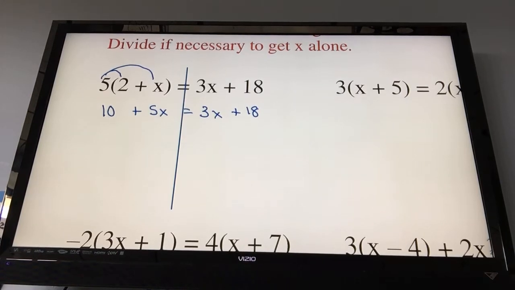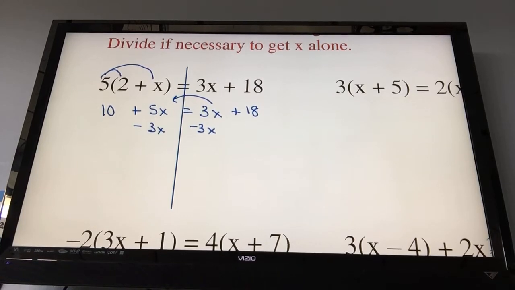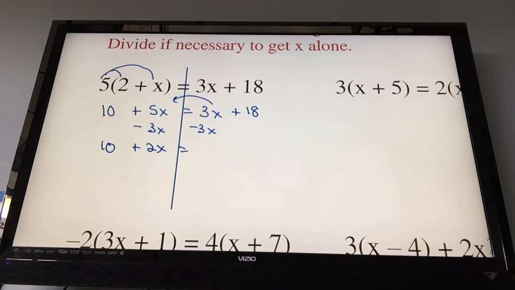Okay, what am I going to do to move the x? I'm going to move this to the other side, so I'm going to do what? It says positive 3x, so I'm going to subtract it. Now, make sure you put it under the other x term. 10 comes down. 5 minus 3 is 2, equals comes down, those cancel out, 18 comes down.